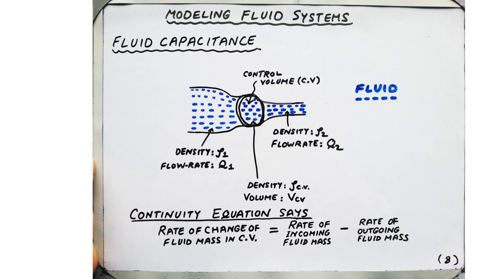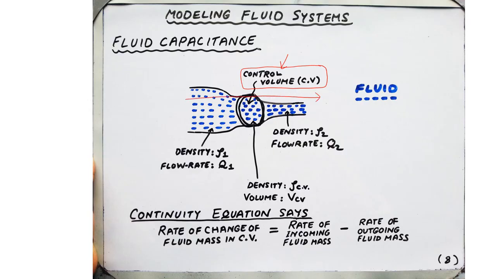To understand fluid capacitance mathematically, we're going to consider a situation where we have a region through which the fluid is passing. That region has some volume and it is described as a control volume. The fluid can be considered flowing either left to right or right to left, whichever you find more convenient to understand is fine. So suppose that the fluid is flowing left to right.